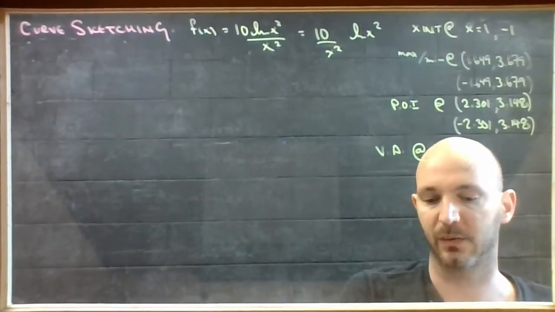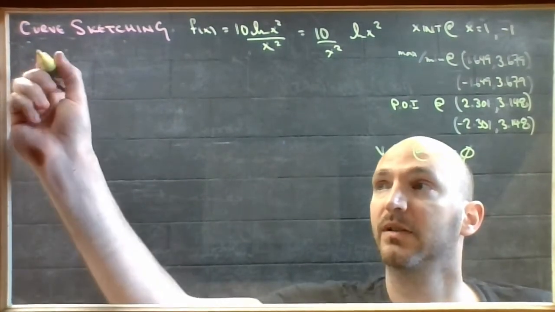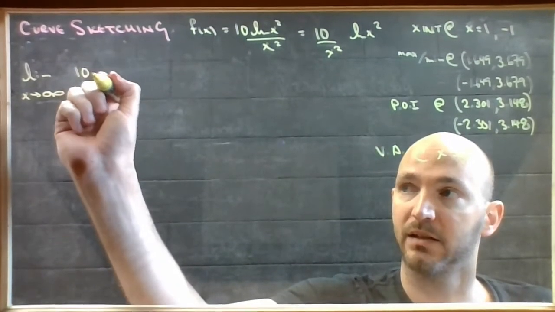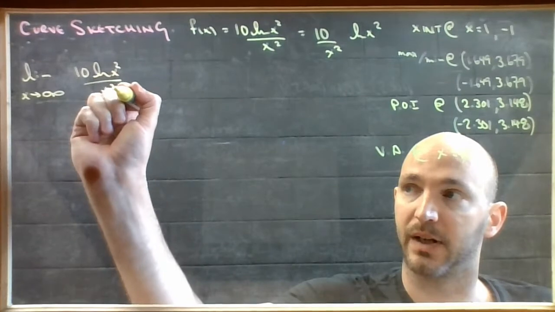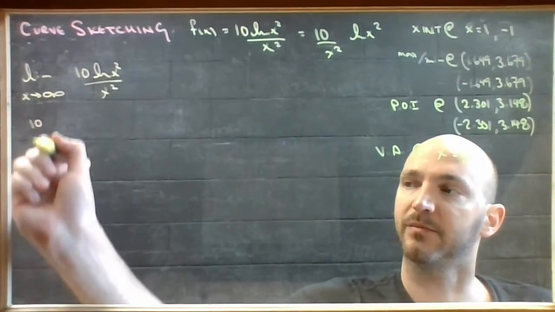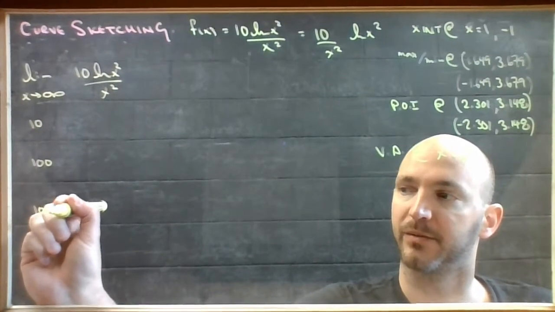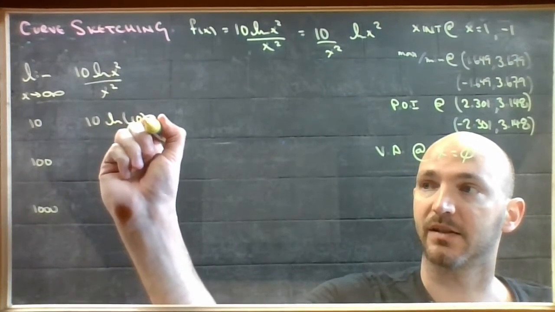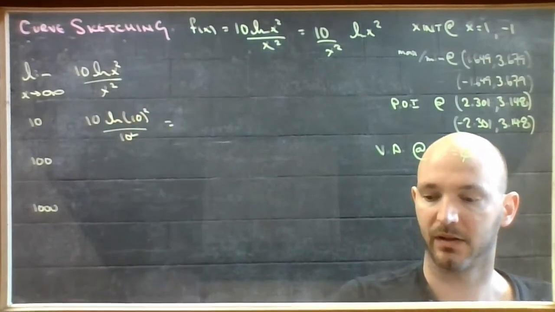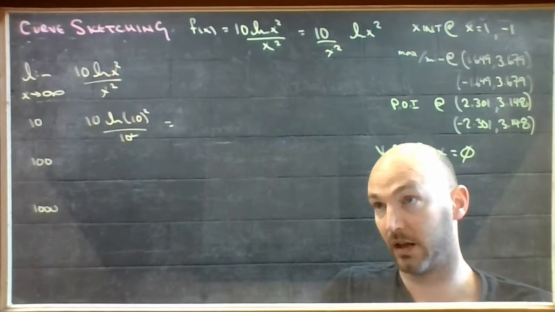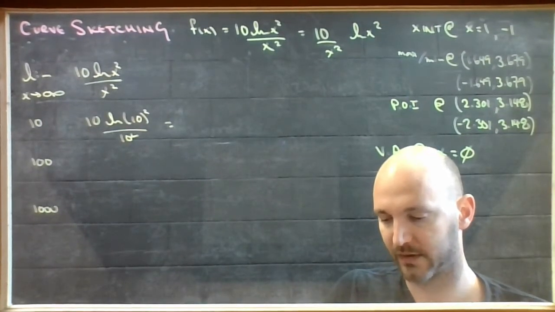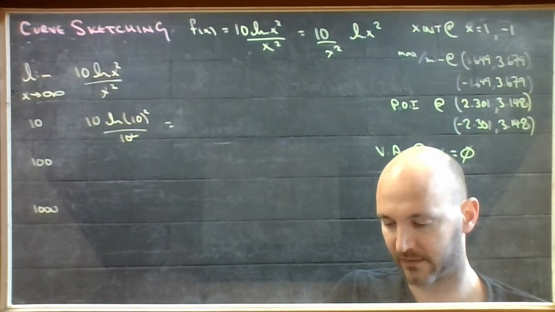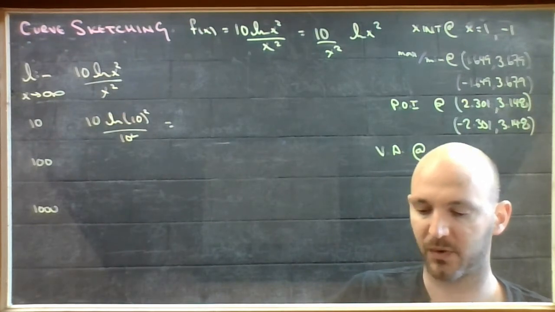All right. So the last thing to deal with then are the end behaviors. So the limit as x goes to infinity of 10 ln x squared over x squared. I'm going to try 10, I'm going to try 100, I'm going to try 1000. So 10 times ln of 10 squared divided by 10 squared gives me, well, 10 squared is 100, so ln of 100 is 4.6 times 10 is 46 divided by 10 squared gives me 0.4605.